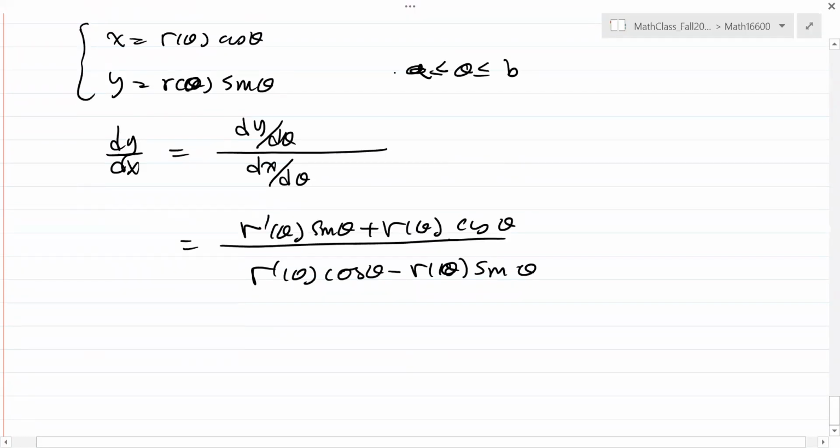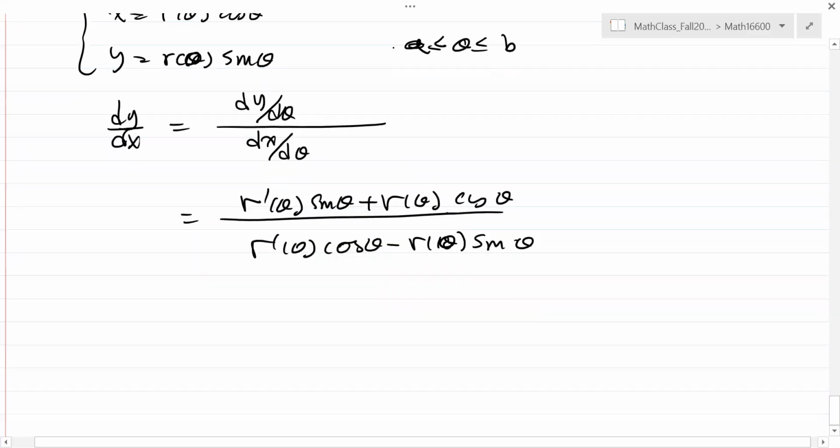All right, so that's it. Now you can simplify a little bit, change it to tangent theta. But I think I just leave it like that. You cannot get rid of theta. So this gives you the derivative with respect to x. So this is a point.